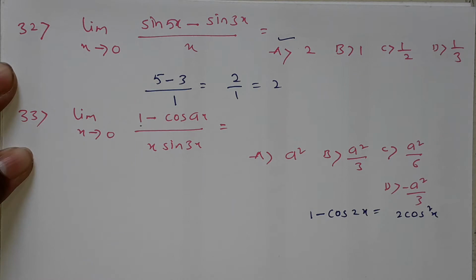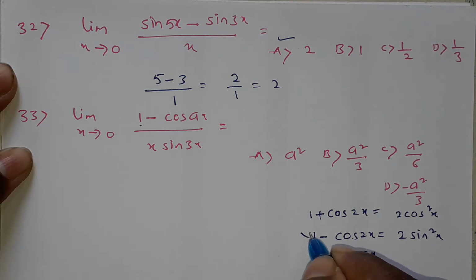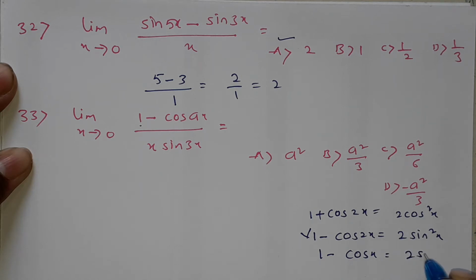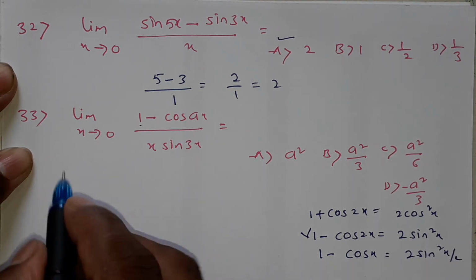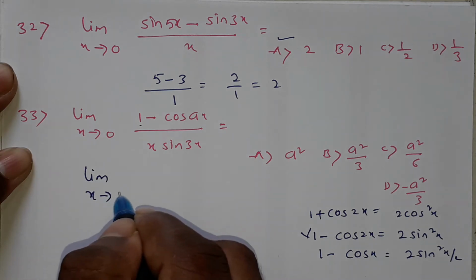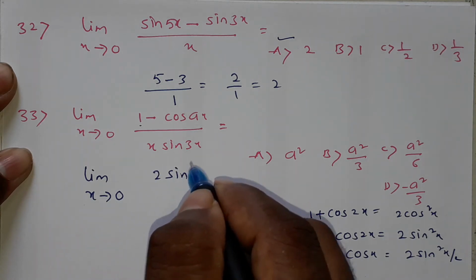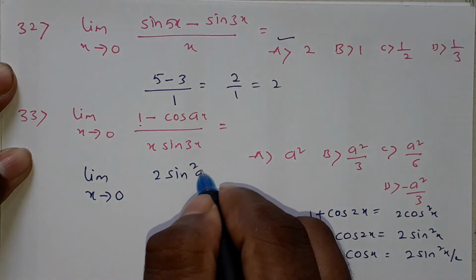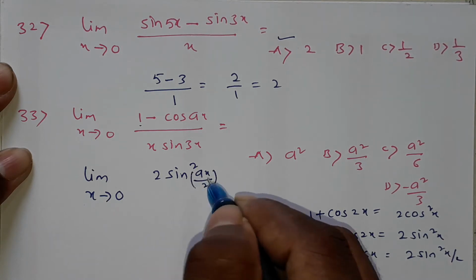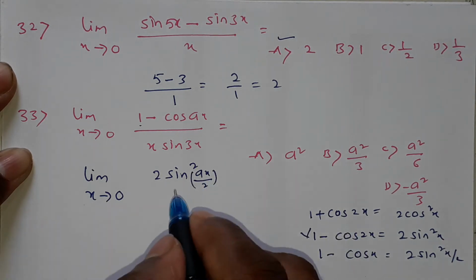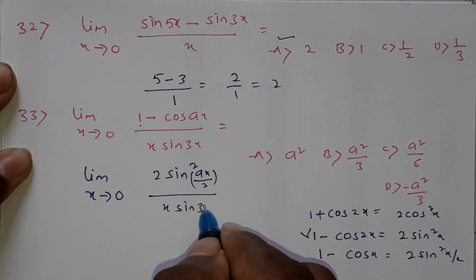వీ టేక్ 2 cos square x ఎగ్జిస్ట్ అవుతుంది. 1 plus cos 2x is 2 cos square x. 1 minus cos 2x is 2 sin square x. 1 minus cos x, this is the multiple angle, this is the submultiple angle, 2 sin square x by 2. Similarly here write limit x extends to 0, 1 minus cos ax written as 2 sin square ax by 2, by x into sin 3x.